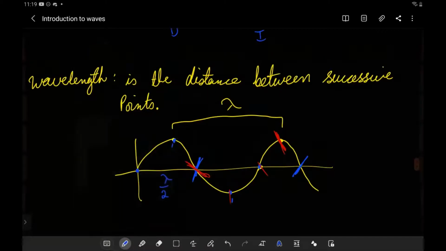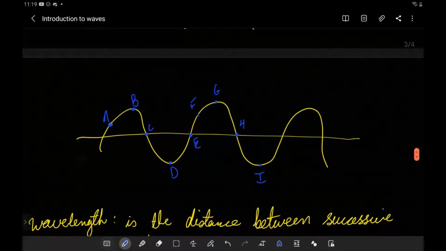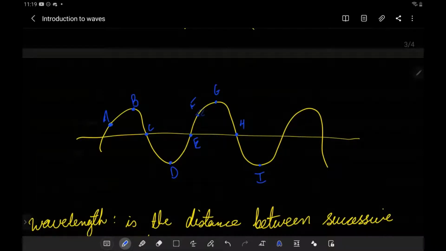Let's go back and see if we can find the points that are in phase. We know that A and F are in phase because there's a wavelength between them. You see that? So A and F are in phase.